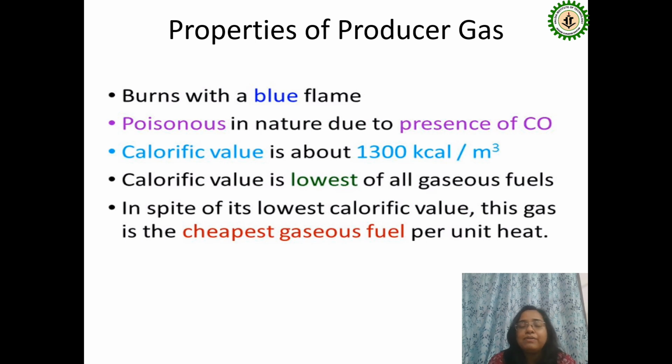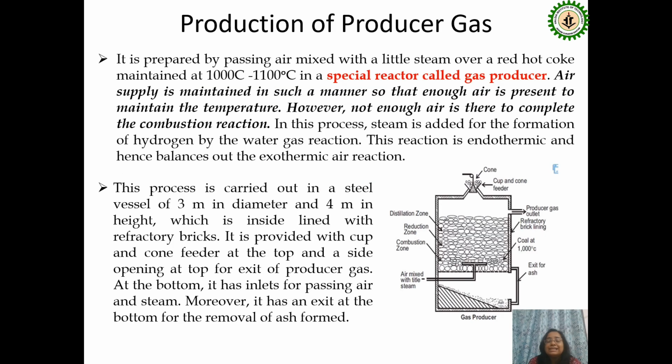So next we will discuss the synthesis of the producer gas. Here the reactor in which the producer gas will be produced is known as the gas producer. And for producing or synthesizing the producer gas, what do we have to maintain? We have to maintain the temperature at around 1000 to 1100 degrees C.